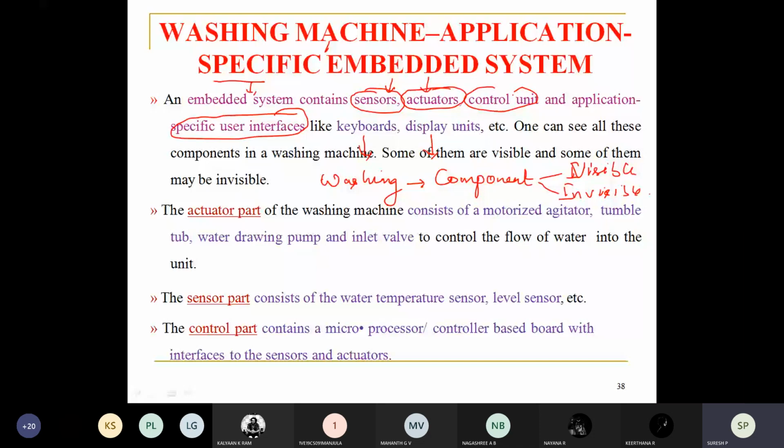Now if we take the actuator part in your washing machine, it is going to have the motorized agitator, that is the tumble tub. The tumble tub is the part that rotates. That part is called the tumble tub. Next you are going to have the water drying pump. The water drying pump depends upon the number of clothes which you are going to put.